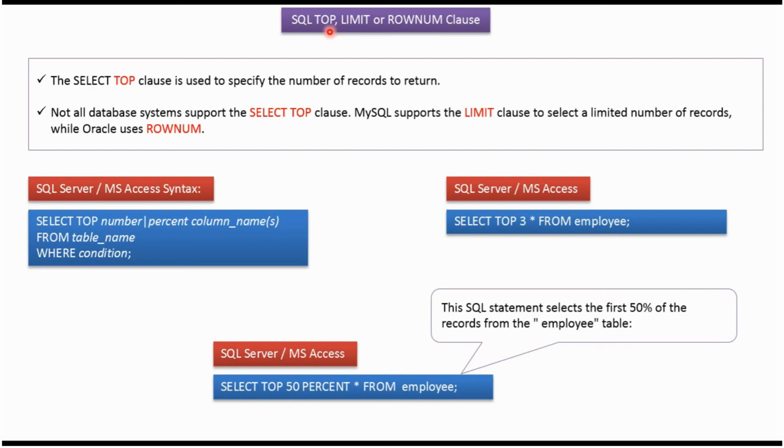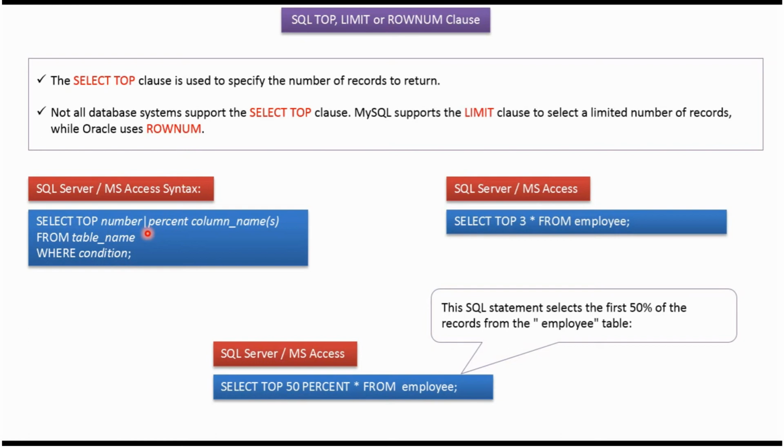In this video tutorial I will explain the TOP, LIMIT, and ROWNUM clauses. From a table, if you want to select a limited number of records, then we can use the TOP clause. Not all database systems support the TOP clause. MySQL supports the LIMIT clause to select a limited number of records from the table, and Oracle supports ROWNUM to select a limited number of records from the table.